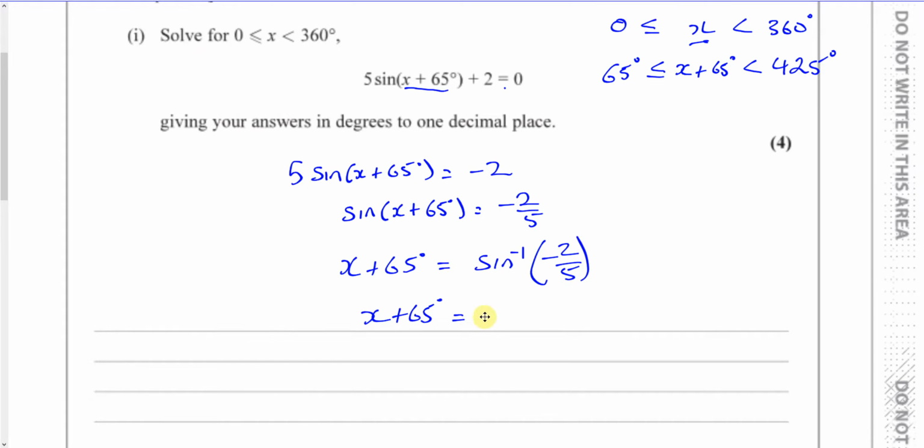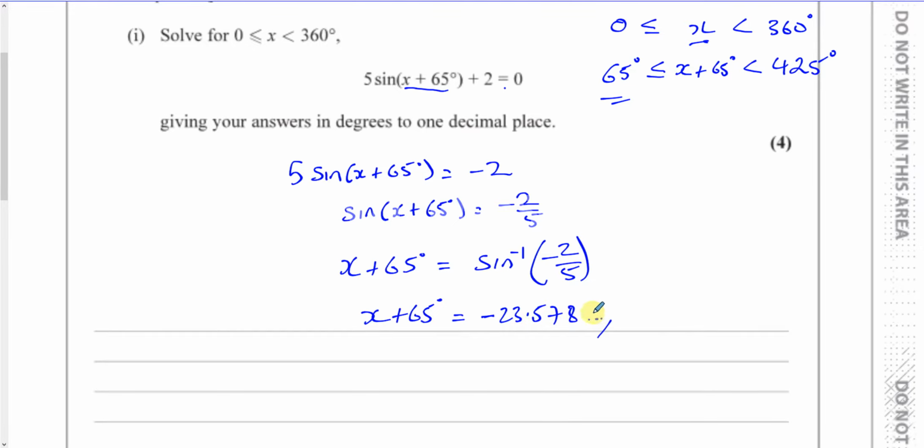So minus 23.578. They asked us to write it to one decimal place, but I've written it to a few more. In the end, I'm going to round it to one decimal place once I've got all my solutions ready. So minus 23.578 is what's called the principal solution. Now that solution is actually outside of our range. However, you don't get rid of it right now. Okay, we're not going to write it in our final answer. We're not going to use it in our final answer.